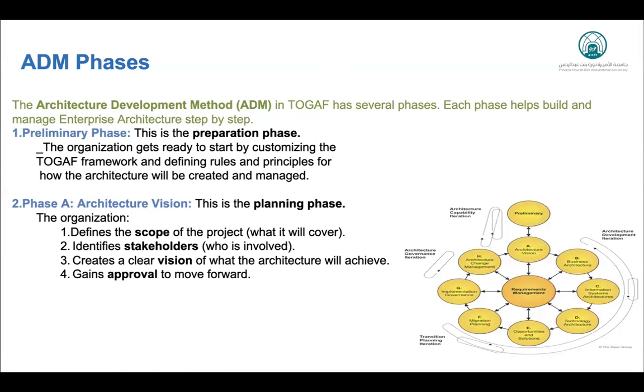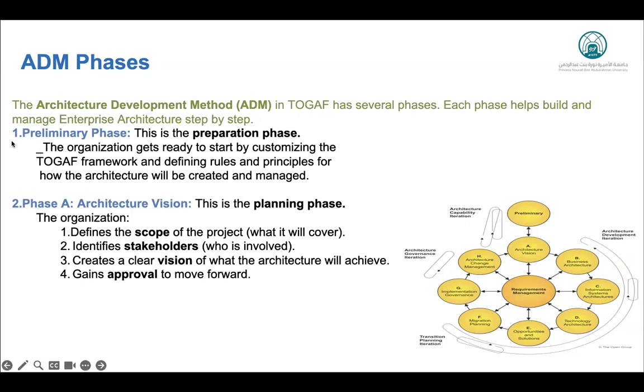Okay. Now let's discuss the ADM phases. The architecture development method, ADM, in TOGAF has several phases. Each phase helps build and manage enterprise architecture step by step. Before you start construction, we need a clear plan. So the TOGAF ADM phases help a business develop its architecture step by step. It's just like a city planner follows phases to develop a well-organized city, right?